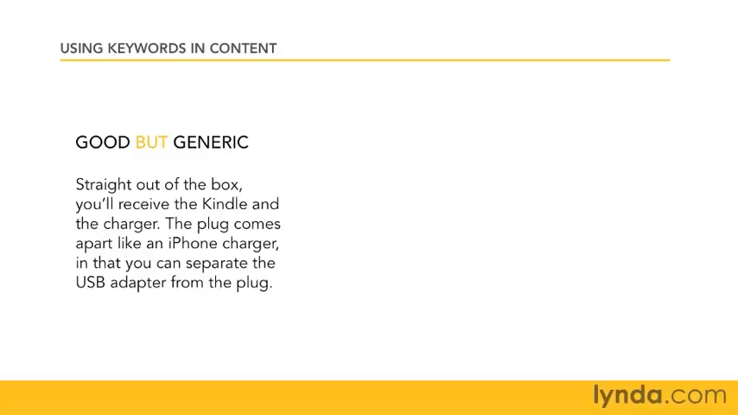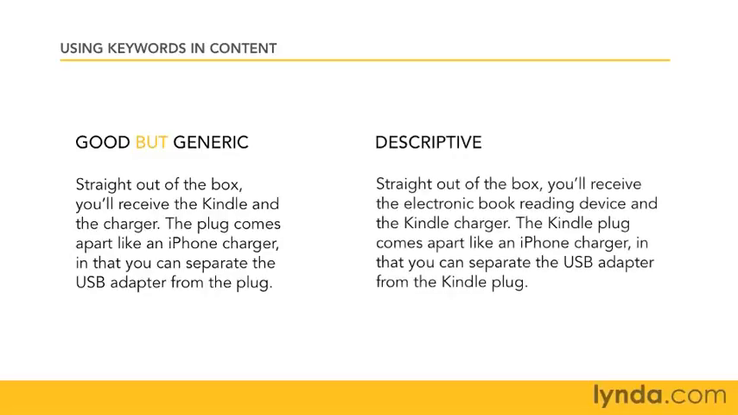Well, let's see how we can take this one small paragraph, 2 sentences, and turn it into a nice keyword-rich paragraph. Still 2 sentences. Straight out of the box, you'll receive not just the Kindle, but the electronic book reading device itself. And not just a charger, but a Kindle charger. Then we say the Kindle plug, because it's not just a plug, it's a Kindle plug, comes apart like an iPhone charger in that you can separate the USB adapter from the, what kind of plug? Kindle plug.